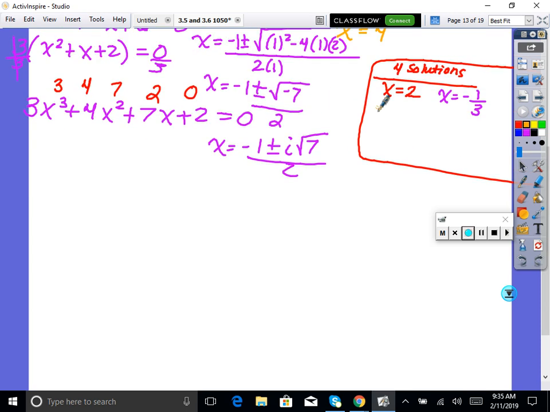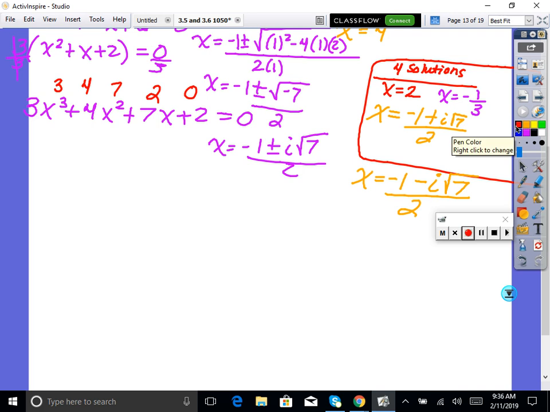Okay, so watch what I do. x is equal to negative 1 plus i root 7 over 2. I've got to write down here x is equal to negative 1 minus i root 7 all over 2. And then it wanted us to factor it. So right here we have a x minus 2.